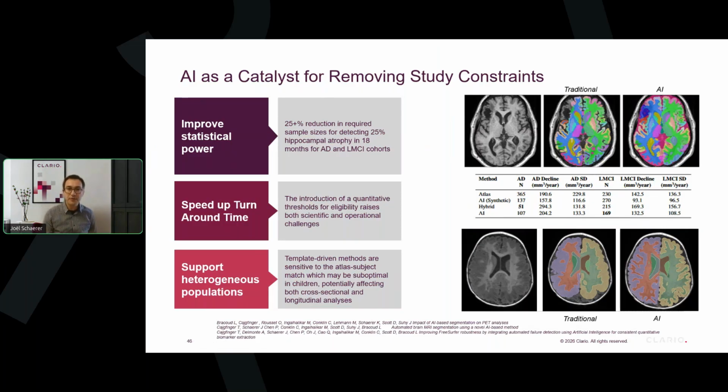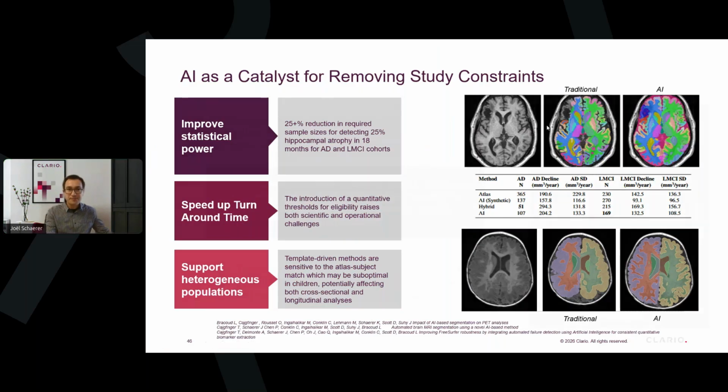Here on the right, we have an example of a pediatric case. Pediatric brains are notoriously difficult to segment because they evolve quickly, the anatomy changes, the contrast changes, and data is hard to come by. But by leveraging AI over synthetic data, we can train models that generalize well, even for these difficult populations, and get great segmentation and really meaningful improvement, as you can see, over traditional methods.